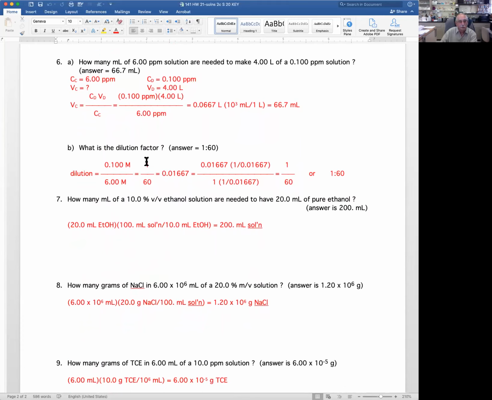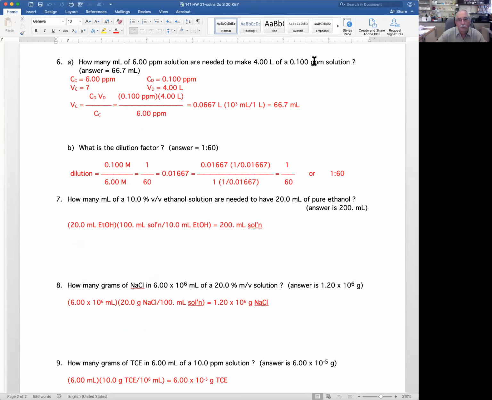How many milliliters of 6 parts per million solution are needed to make 4 liters of 0.1 parts per million solution? So in other words, this is a dilution problem, because I'm going from 6 ppm to 0.1 ppm. That's a dilution, right?